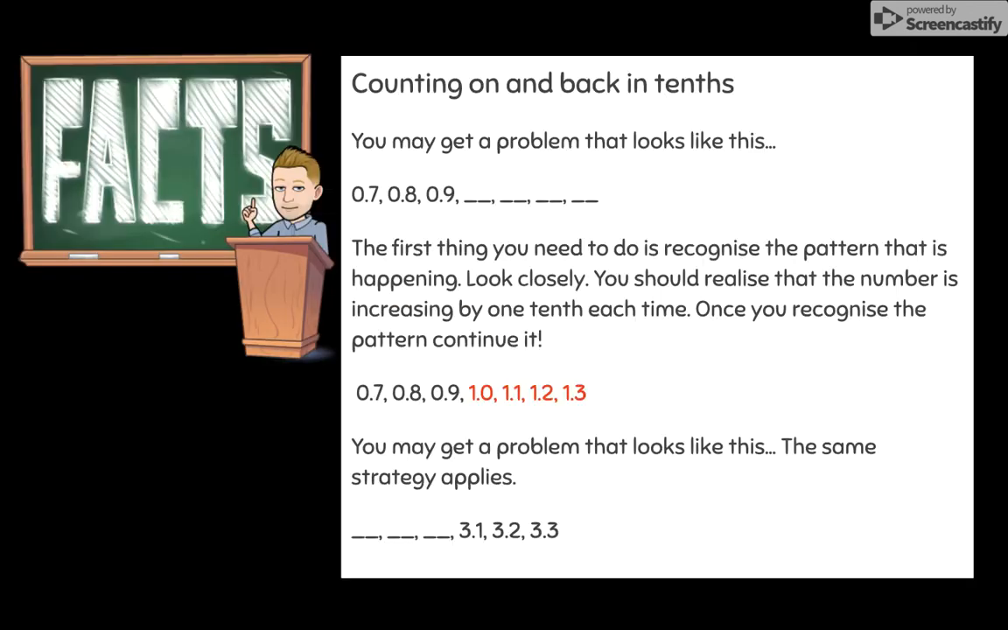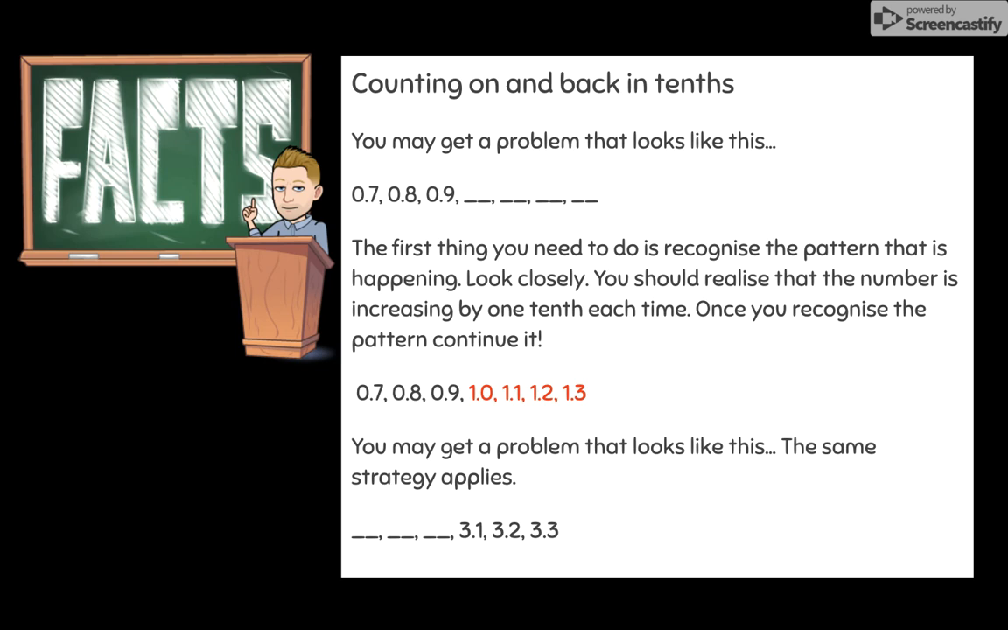Let's get into it. Counting on and back in tenths. You may get a problem that looks like this. So you've got 0.7, 0.8, 0.9, or 7 tenths, 8 tenths, 9 tenths, and you're asked to carry on the pattern. The first thing you need to do is recognize the pattern that is happening in front of your eyes. Look closely, take your time. You should realize that the number is increasing by 1/10 each time. Once you recognize the pattern, continue it.